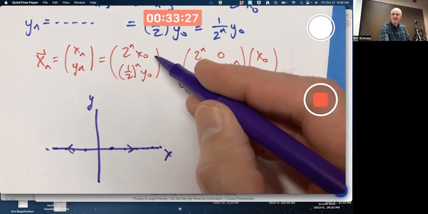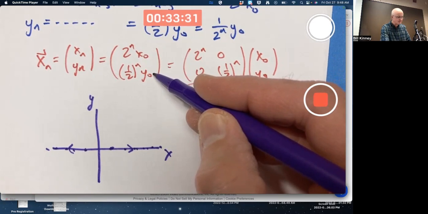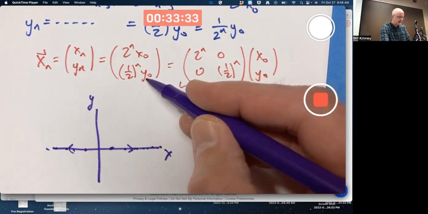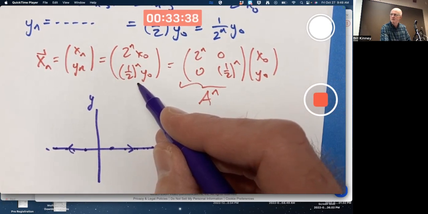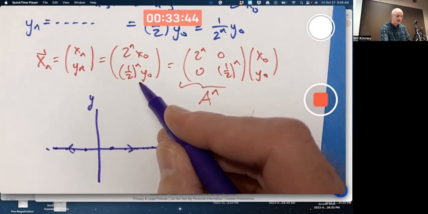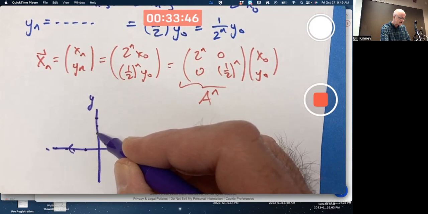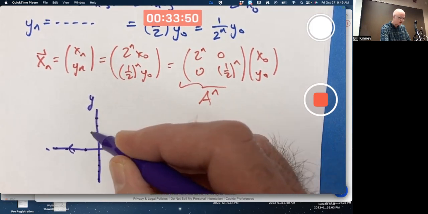If x naught is 0, then the x component is 0 always. But the y component, even though 1/2 is positive, is decaying to 0, right? 1/2 to the n gets smaller and smaller. 1/2 squared is 1/4. 1/2 cubed is 1/8. This is going to 0. Points on the y-axis stay on the y-axis, it's a straight line solution, but they're heading towards 0.